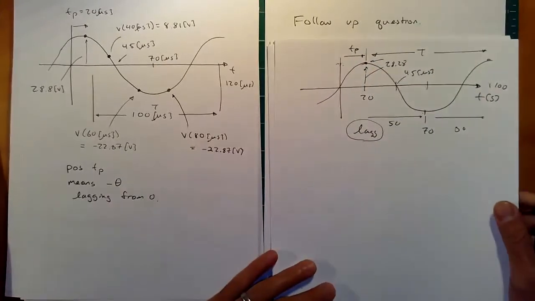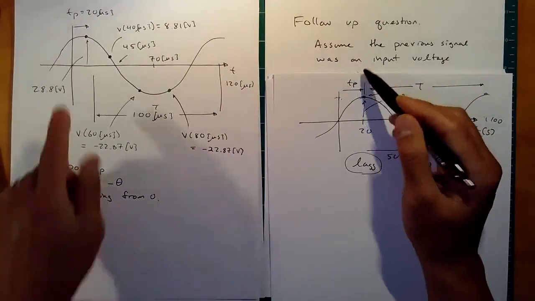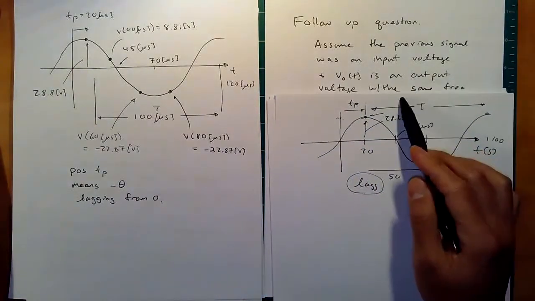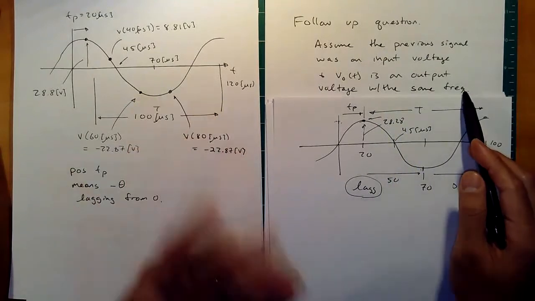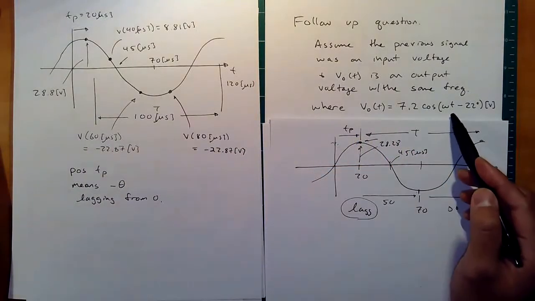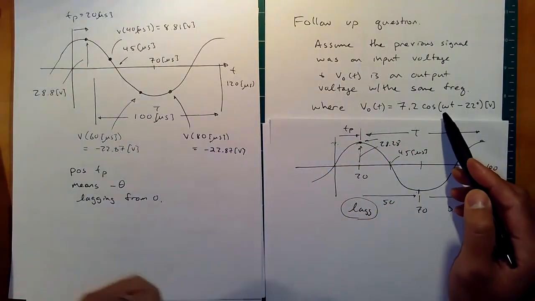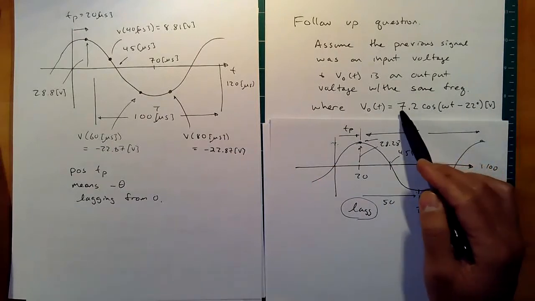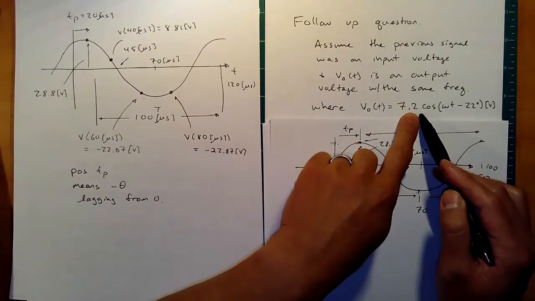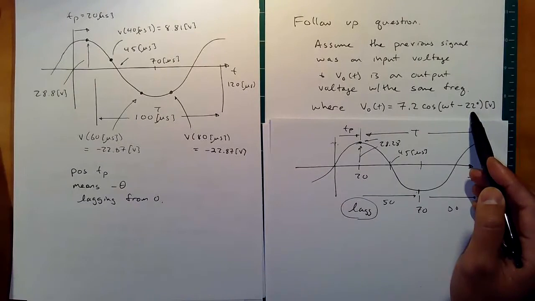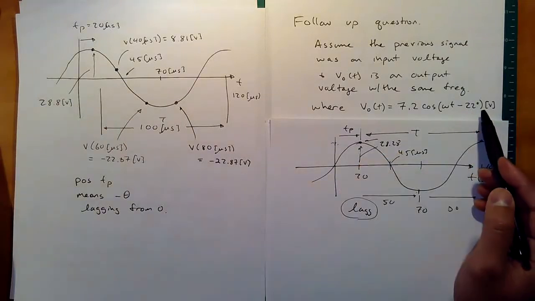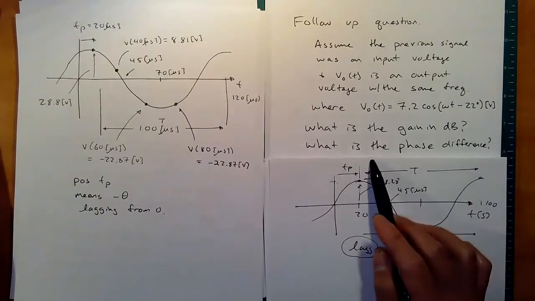Okay, let's have a follow-up question. Follow-up question is, let's assume that this previous signal was an input voltage. And that V out is an output voltage with the same frequency. And we're talking about a filter here. And where V out is 7.2 cosine of omega t minus 22. So this omega is that same 62,000 thing, okay? All right, so what do we notice about these two signals? Oh, it has a smaller amplitude, 28 versus 7.2. And it's minus 22 degrees in terms of phase, whereas the other one was minus 72 degrees in phase. So this is actually leading, right? Okay, what is the gain in dB and what is the phase difference?